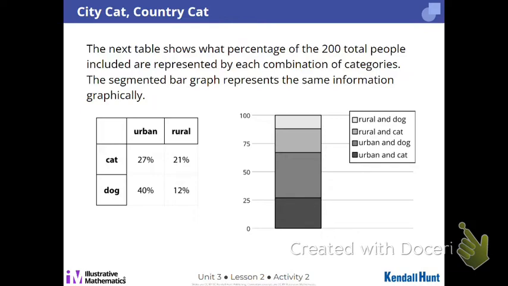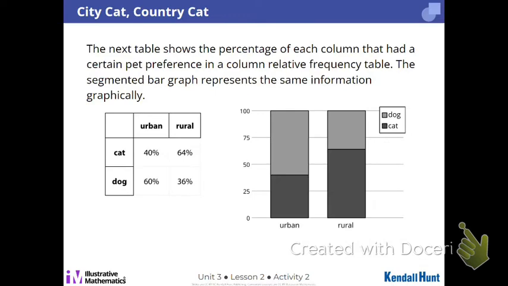You're going to notice this next one looks similar, but has different numbers. And here's why. This table is each column, which means something like of the urban people, 40% of the urban people like cats. So make sure you identify this as column. This 40% is going to be 40% out of what total? No, of the urban total. So just be careful because it's a little different.